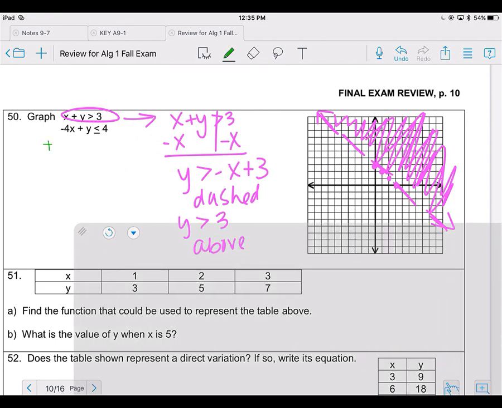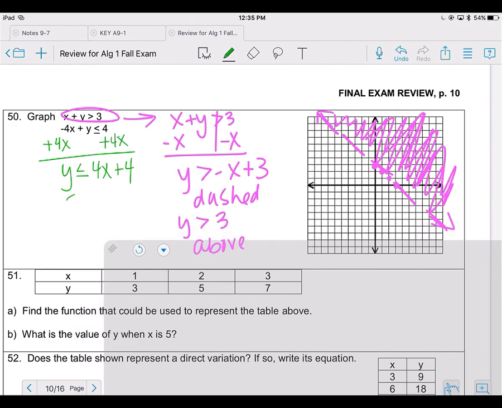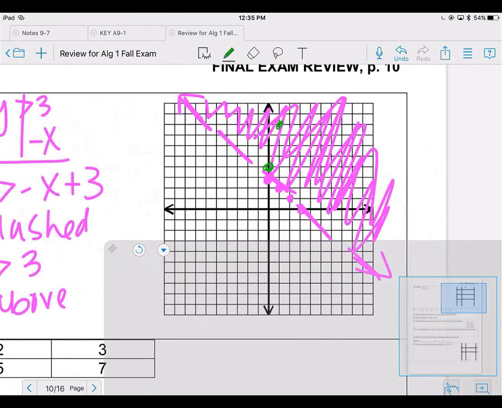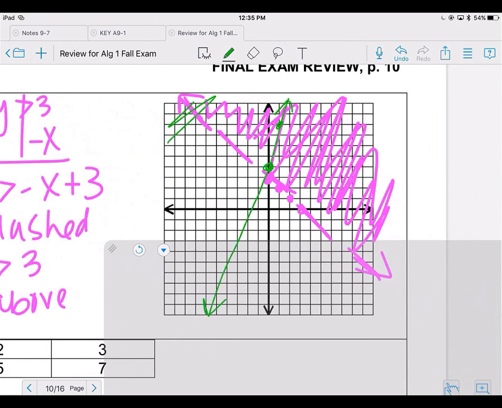For my second equation, I still need to solve that one for y as well. I move the x, and I have a positive 4x plus 4. Y is now by itself. This will be a solid line, and y is less than 4. Less than means lower than 4. So I go up to 4 on the y-axis. I go up 4, right 1 for my slope. This is a solid line, and greater than 4 means above 4.